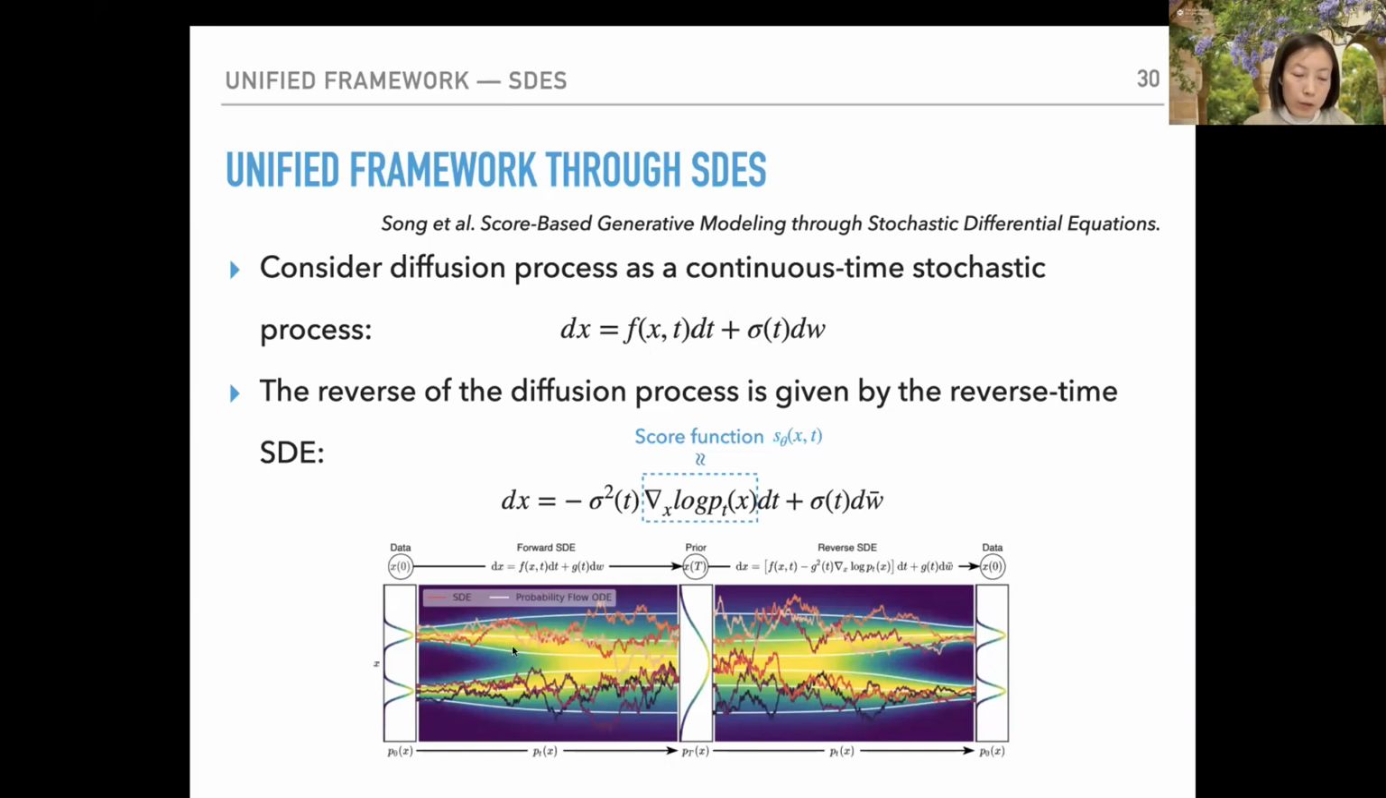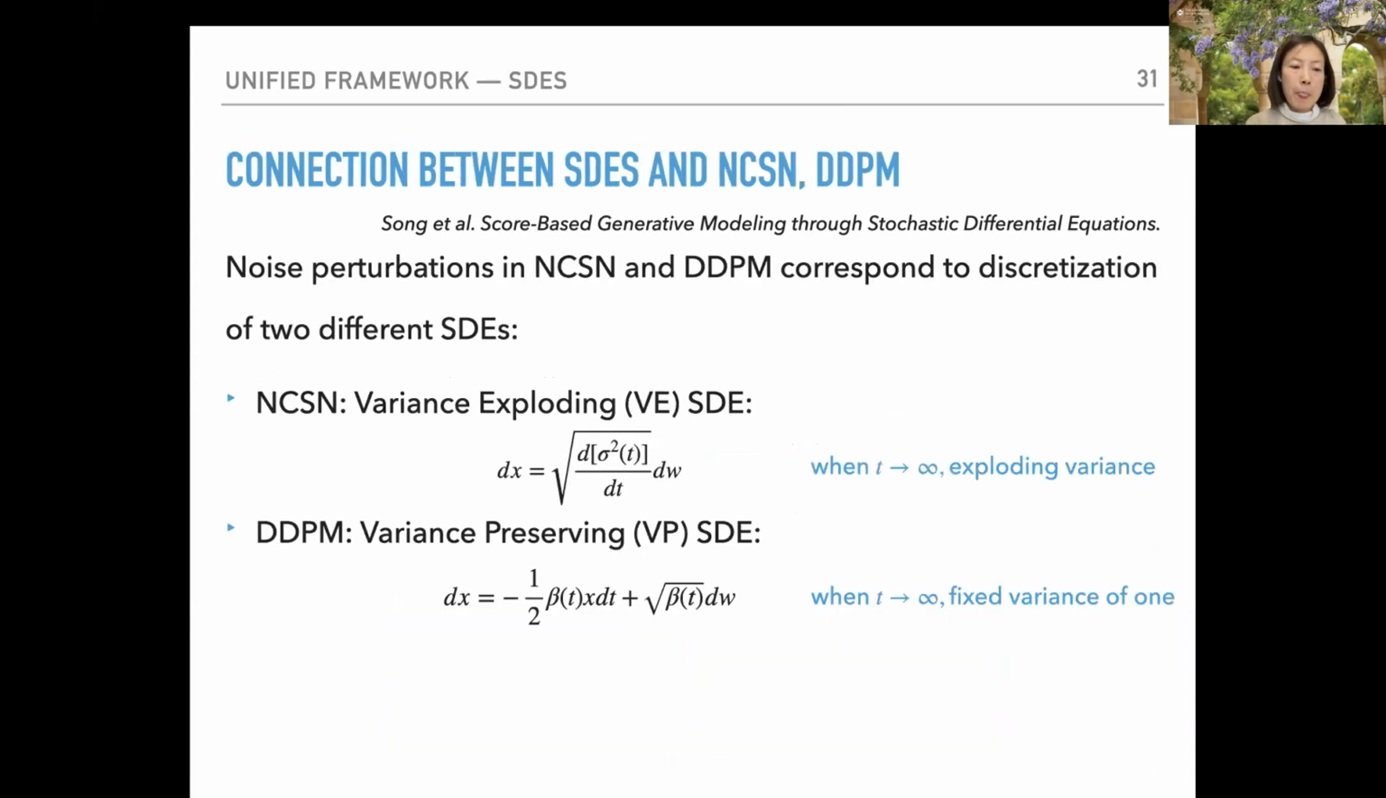For the reverse process, we can reverse a perturbation process for sampling data by using the reverse SDE. The reverse SDE follows this form, and this is the score function we need to learn for sampling. The relationship between NCSN, DDPM and the SDE is that NCSN is a variance exploding SDE, and DDPM is a variance preserving SDE.